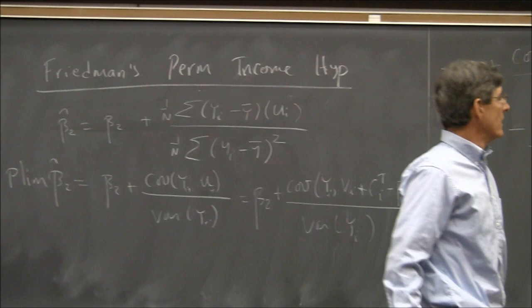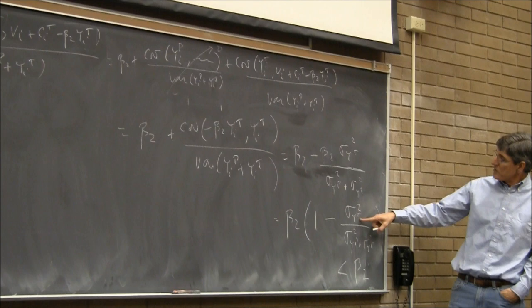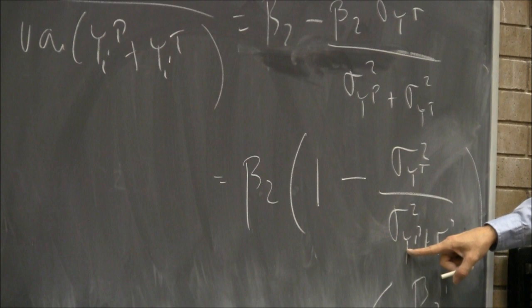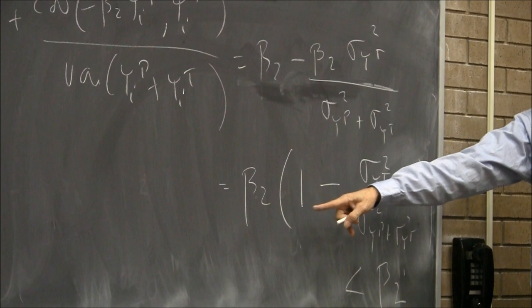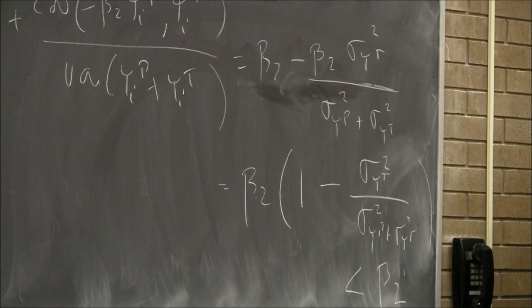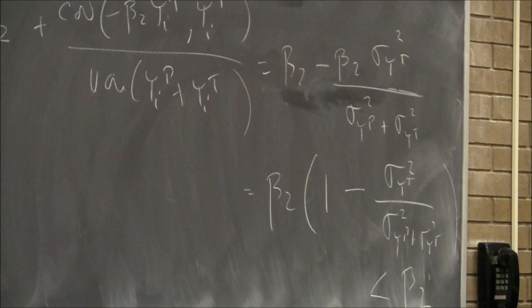This has to be a fraction. We know variances are positive, so this is something over the same thing plus something else. This is yp plus yt, that's yt. So this is a fraction. 1 minus a fraction is a fraction. So this is a fraction of beta 2. So what we get is a downward bias on beta 2. We get something that's too flat. And we knew that result already. We derived that result last time. I just re-derived it this time for a different model. A slightly different model.